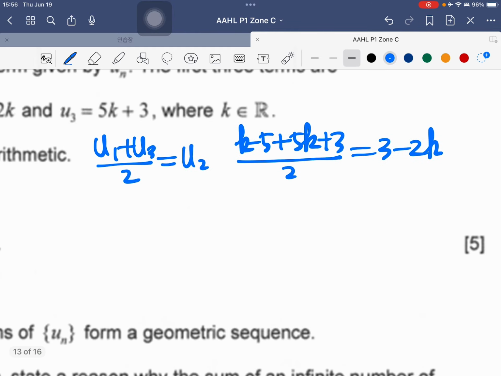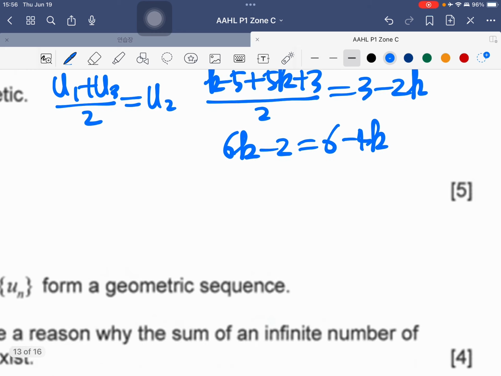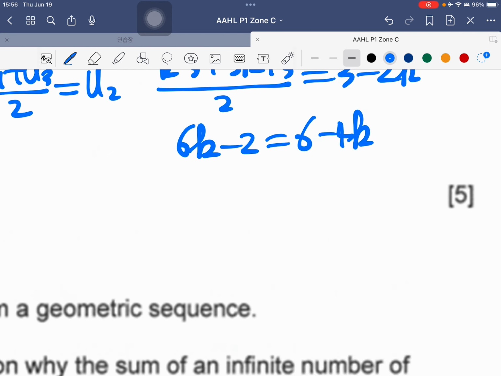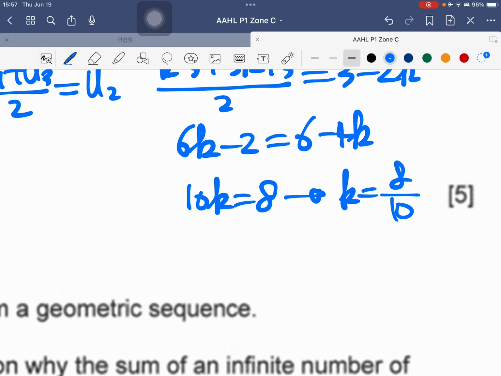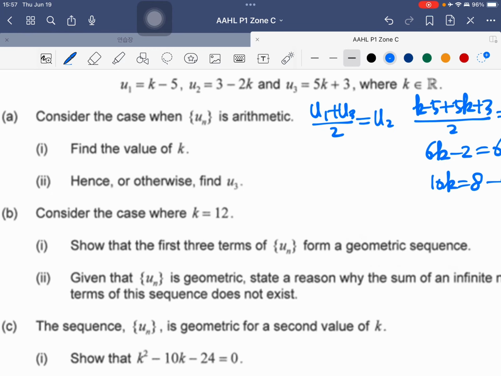Okay, and then we cross multiply the equation, and simplifying the left hand side, we get 6k minus 2 equals 2 times 3 minus 4k, which is 6 minus 4k. And then 4k, move it to the left side, it will be 10k equals 6 plus 2, which is 8. So k is 8 over 10, which is 4 over 5. You got the answer for k.